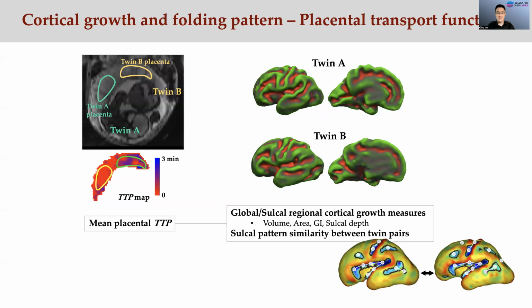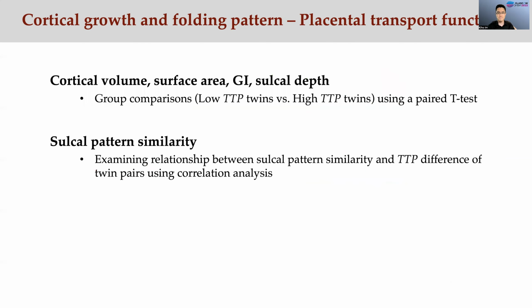We statistically analyzed the relationship between mean placental TTP value and global and sulcal regional cortical growth measures and sulcal pattern similarity between twin pairs. Volume, surface area, gyrification index, and sulcal depth were compared between twins with low TTP and twins with high TTP using a paired t-test. For sulcal pattern analysis, we examined the relationship between sulcal pattern similarity and TTP difference of twin pairs using correlation analysis.